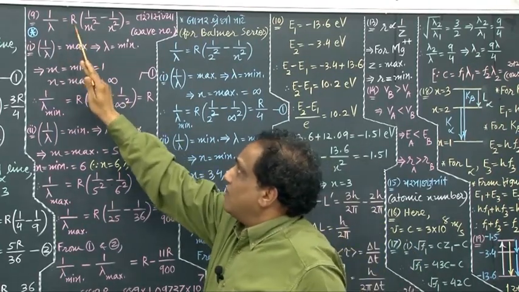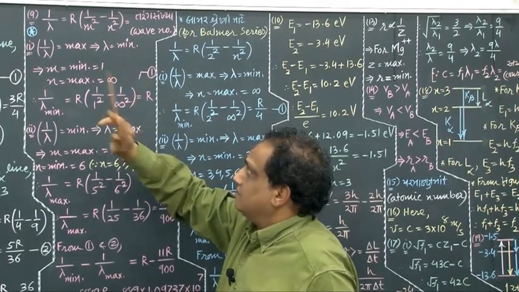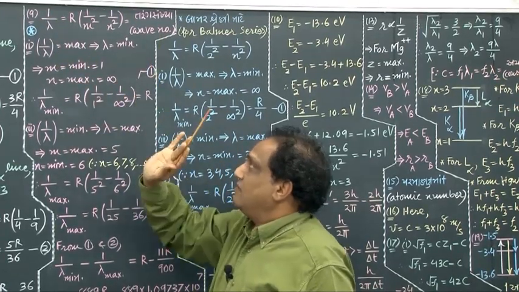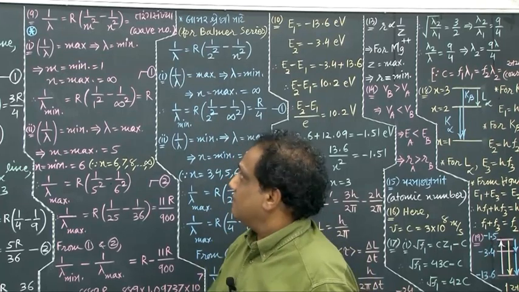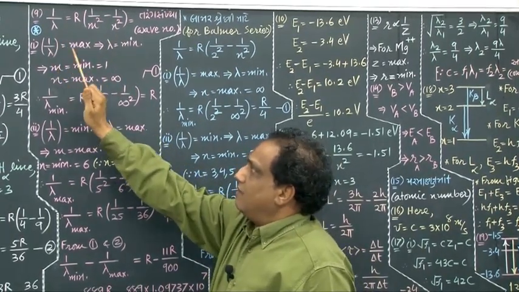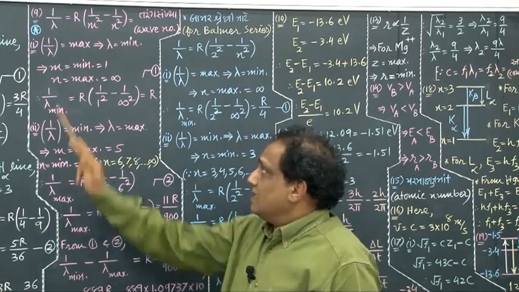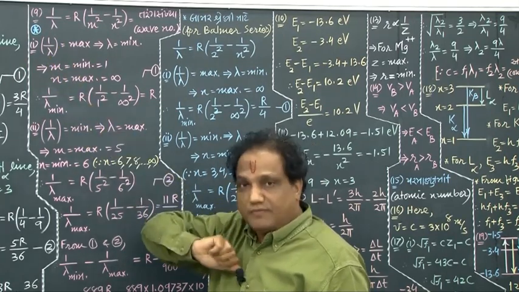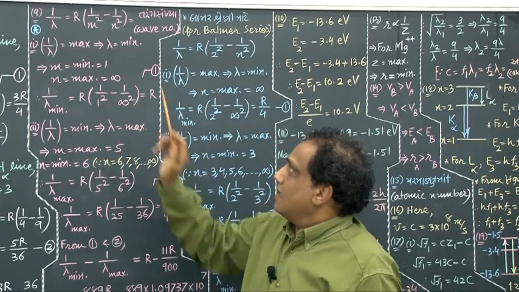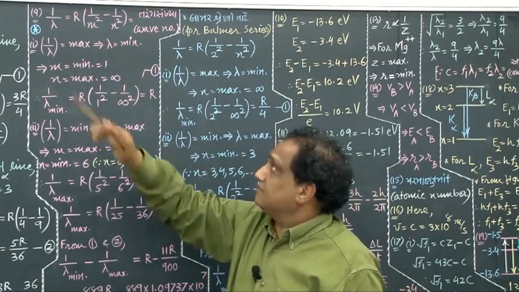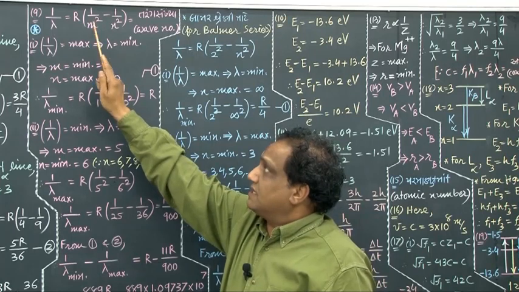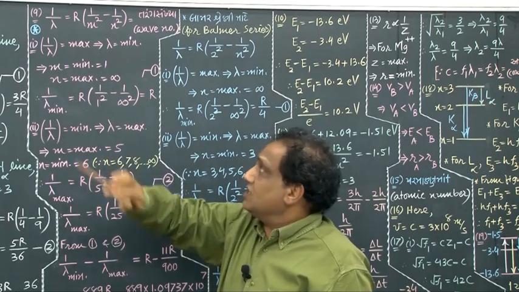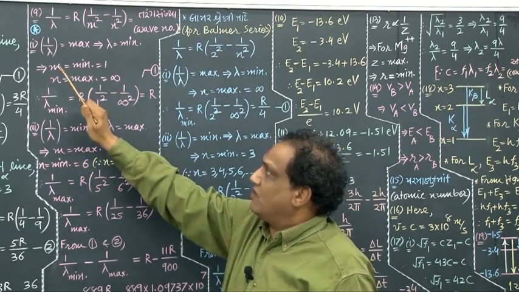1 upon lambda equals R into 1 upon m square minus 1 upon n square. You must have remembered that 1 upon wavelength, this whole ratio, gives you wave number. Wave number is the reciprocal of wavelength. Suppose I want 1 upon lambda maximum. For that, lambda should be taken minimum. When this is minimum, the whole ratio will be maximum. But the structure of the formula is such that when m increases, lambda increases. Reverse: if m decreases, then lambda will decrease.